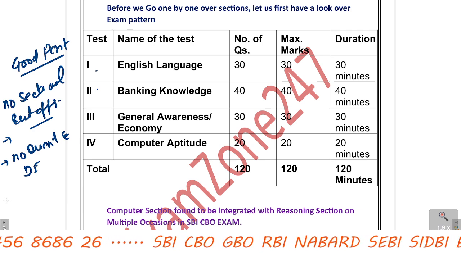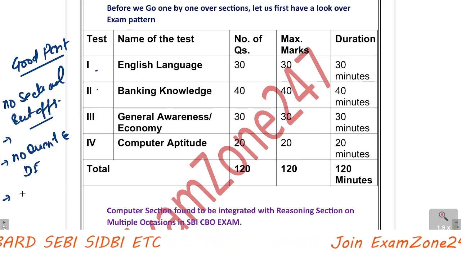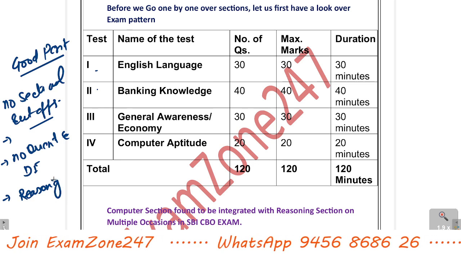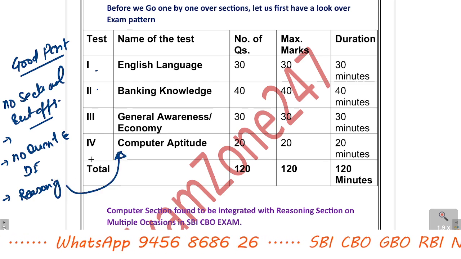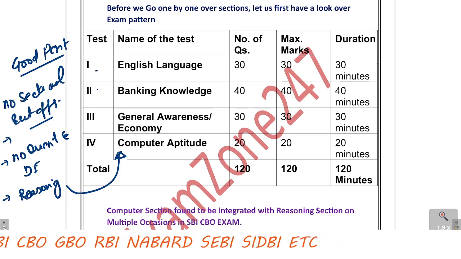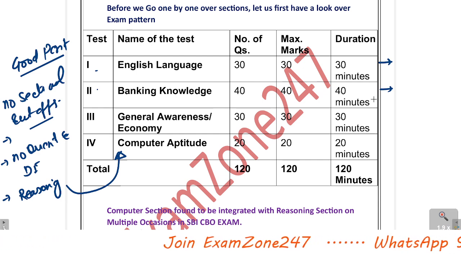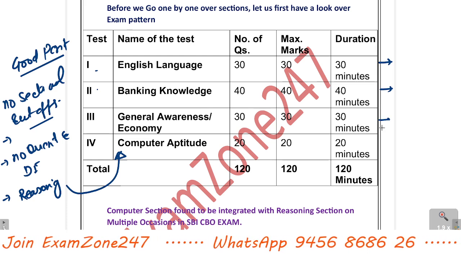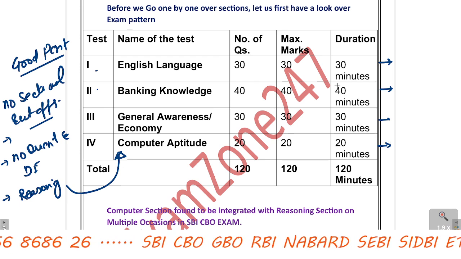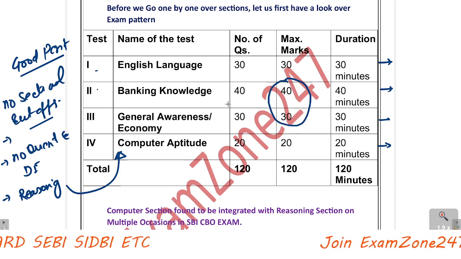Further, this is not a good part, but see, reasoning is asked. Reasoning questions will be asked in the computer section. Further, as it is a section based exam, English language is for 30 minutes, banking knowledge is 40 minutes, general awareness 30 minutes, and computer aptitude 20 minutes. Okay, the major portion of your exam is this.